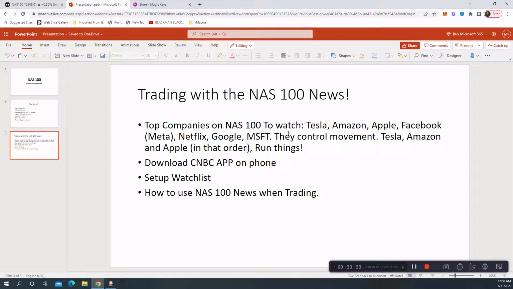Out of these companies, Tesla, Amazon, and Apple really run things. So how do you use this to trade? I want you guys to listen carefully because I didn't make a slide on this, but it's easy to understand. Tesla overrides everything. Let's say, for example, if Tesla is saying buy, Amazon is saying buy, if everybody's saying buy, you would buy.